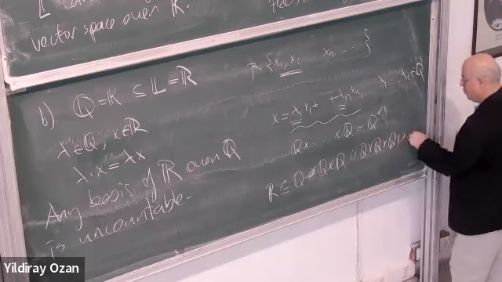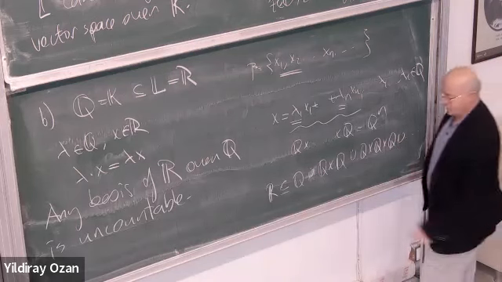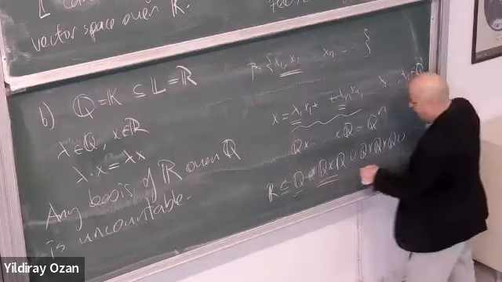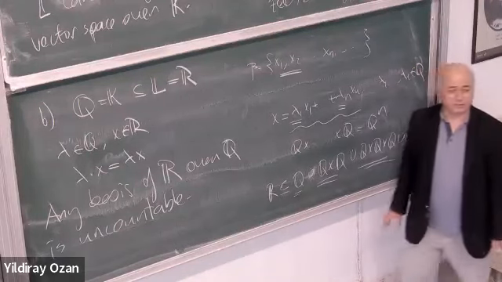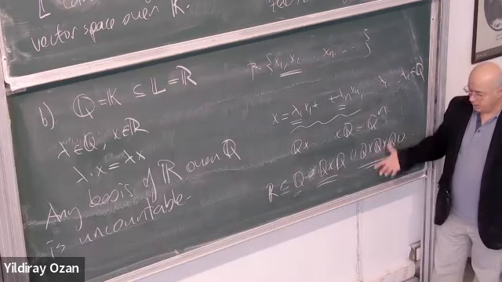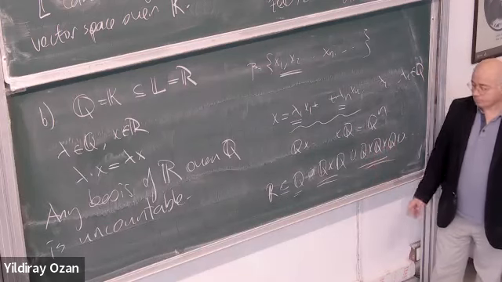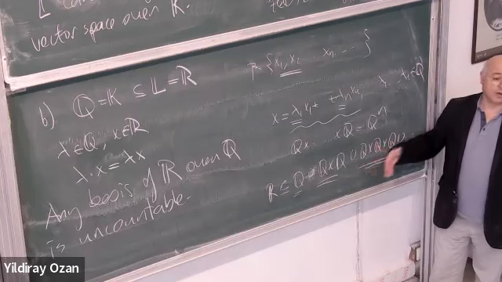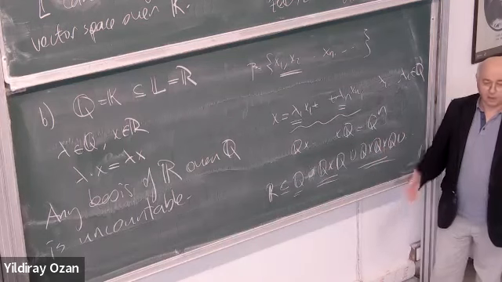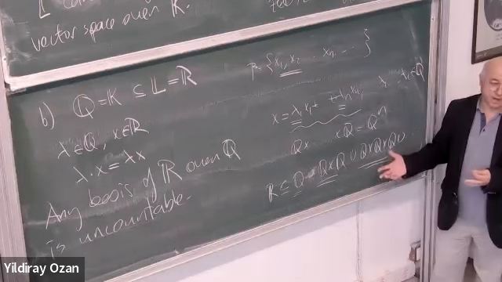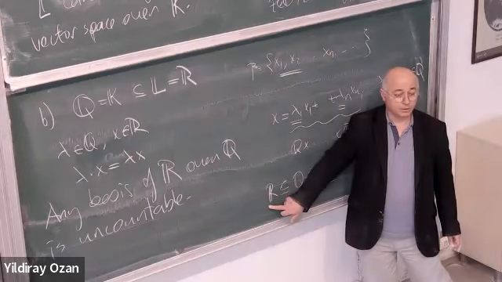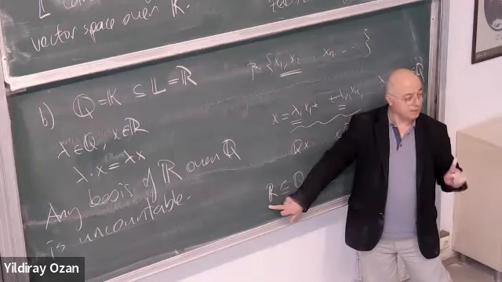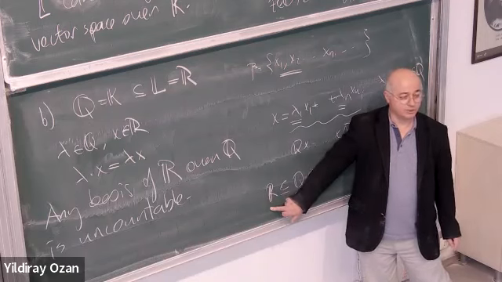And so on. But this is countable, this is countable, this is countable. Therefore, R becomes a subset of a countable union of countable sets. A countable union of countable sets is countable. Therefore, R would be countable. But we know that R is not countable, so that's a contradiction.